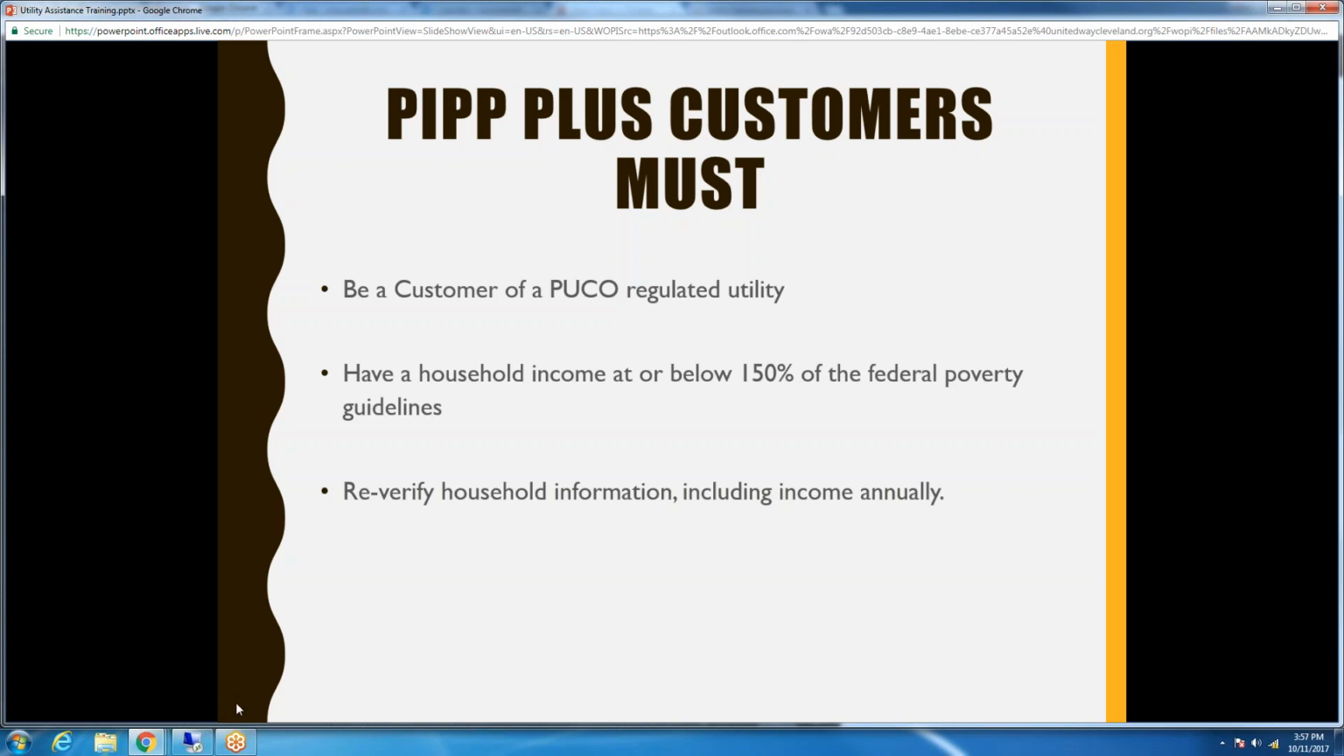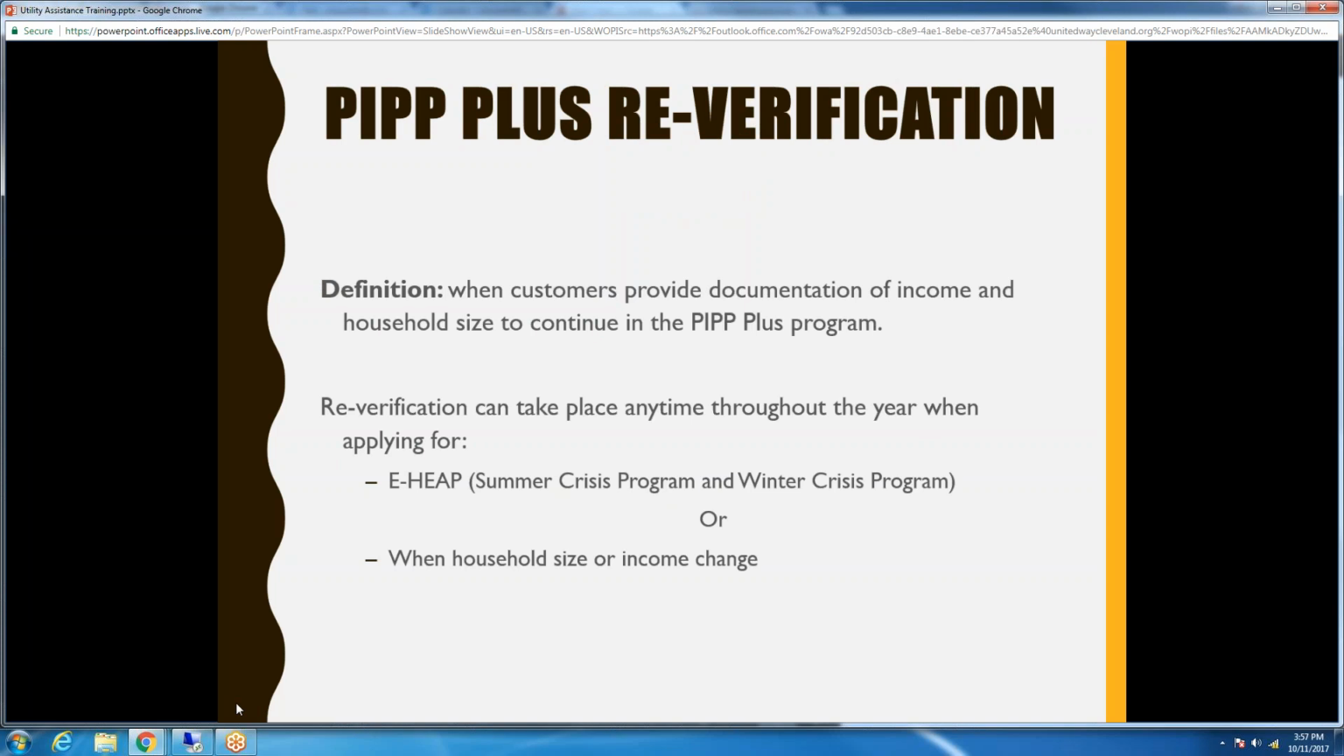So we're going to move into re-verification, which is when a customer provides documentation of income and household size to continue in the PIP Plus program. The re-verification date is the actual date on which the customer completed the documentation of household income. The re-verification deadline should appear on the monthly bill, and it does. I'll have a slide here to show you that in a moment. And since the customer is required to re-verify any changes in household size and income, the customer's re-verification date may change from year to year.